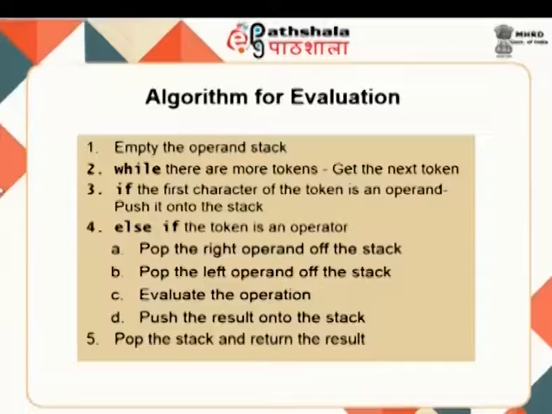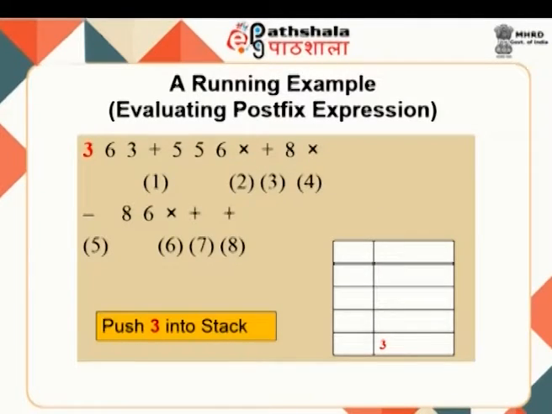Okay. So, this is the algorithm: empty the operand stack, create the stack. While there are more tokens, get the next token. If the first character of the token is an operand, push it onto the stack. Else if it is an operator, pop the right operand off the stack, pop the left operand off the stack, evaluate the operation, push the result back onto the stack. Finally, pop whatever is inside the stack, and we will get the result. So, let us take a running example again here.